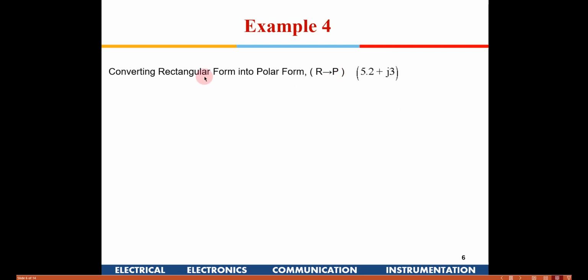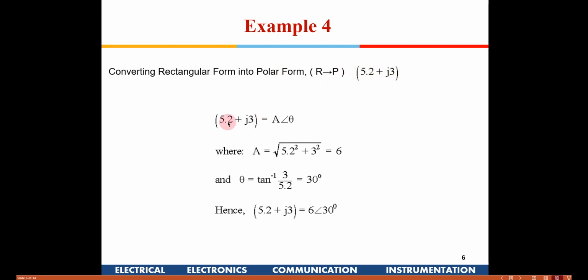And similarly, from the rectangular, if you want to make it to polar, in that case also, we write 5.2 plus 3j. So a is the magnitude, which you get as root of x squared plus y squared. So 5.2 squared plus 3 squared, which again you get back 6, and theta will be tan inverse y by x. Okay, so y in this case is 3, in x plus yj, right? And x is 5.2, so you get tan 30. So we represent this in the vector form as 6, and the angle is given as 30. So this is how we convert from polar to rectangular.